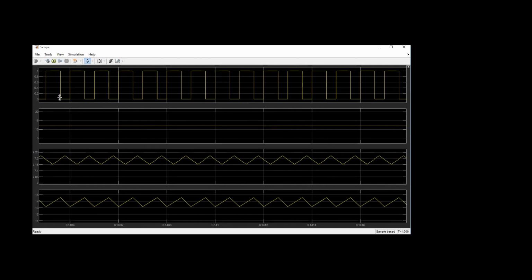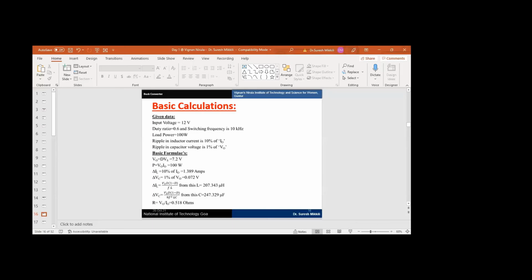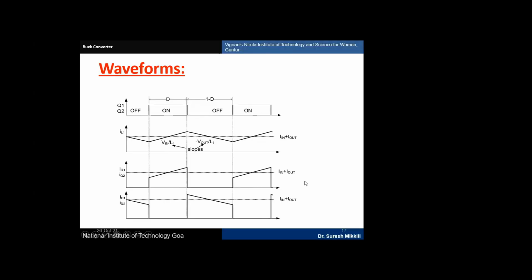If you observe here, based on your firing angle, charging and discharging will be happening. If you observe the first graph and fourth graph, the charging and discharging period is happening based on your duty cycle. So you can ensure here. You can see here, when it is on, how it is charging, and when it is off, how it is discharging.